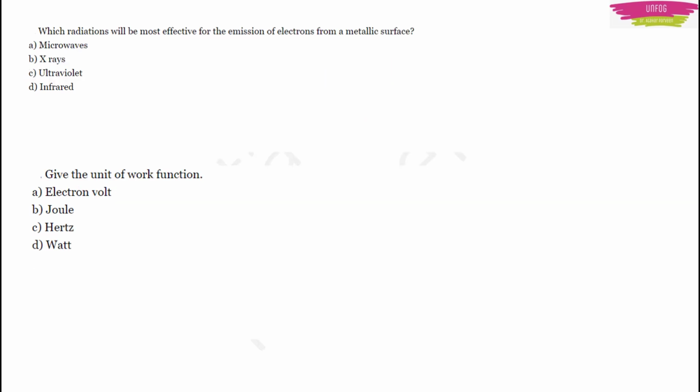Next question: which radiations will be most effective for the emission of electrons from a metallic surface? It should be ultraviolet because it is having the least wavelength. Least wavelength means highest frequency. Highest frequency means highest energy. Highest energy means more emission of photoelectrons. Okay. Next question, give the unit of work function.